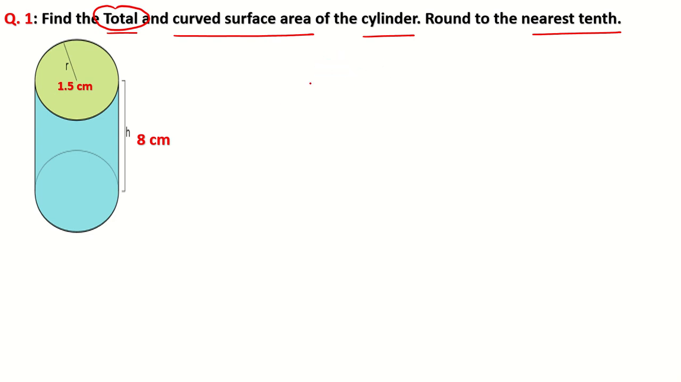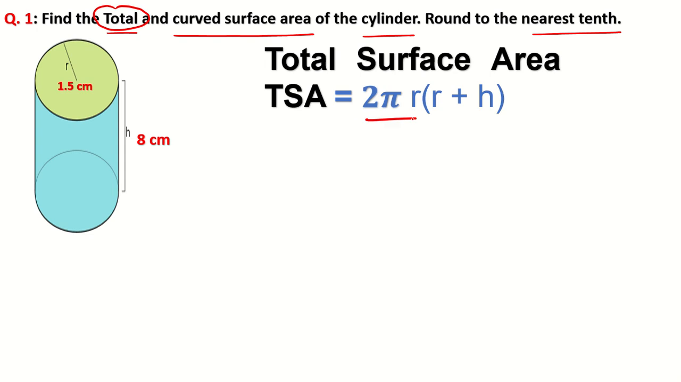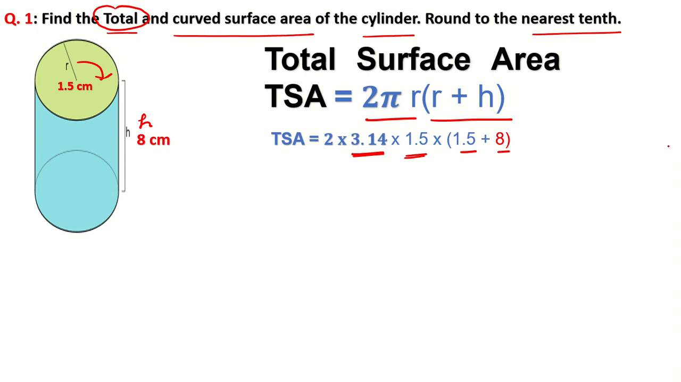Now you see, what is the formula for the total surface area? The formula is 2 pi r times (r plus h). And you see, this is the value of r, that is radius, 1.5, and this is height, 8. So just plug in the values here. 2 times the value of pi, 3.14, and then r, 1.5, times (1.5 plus 8). If a calculator is allowed in the exam, you can use it, or simply you can multiply it.